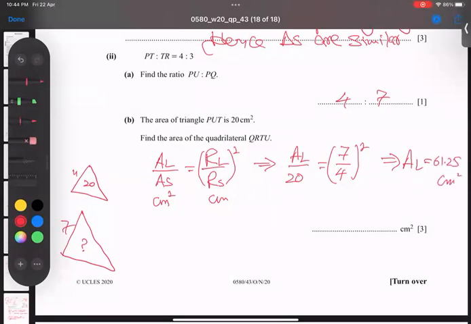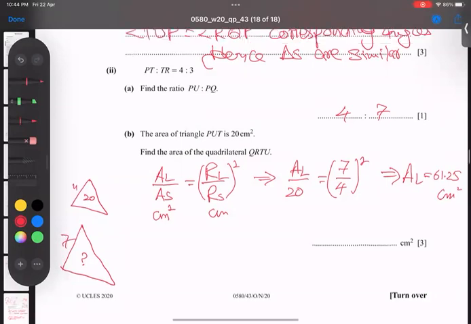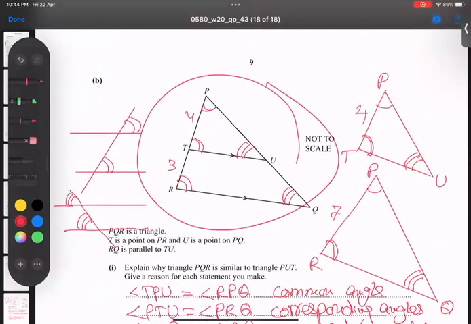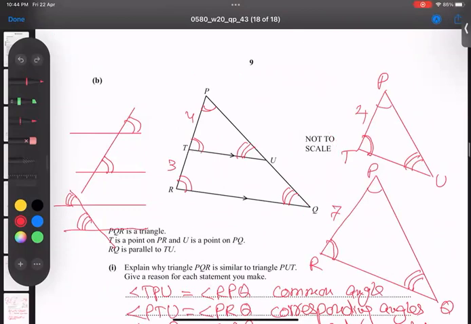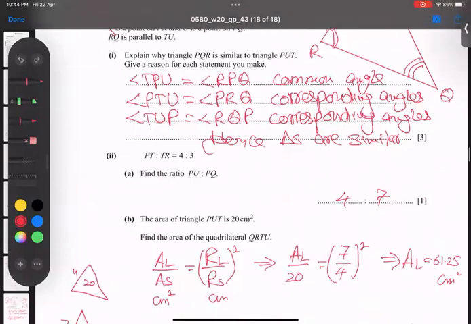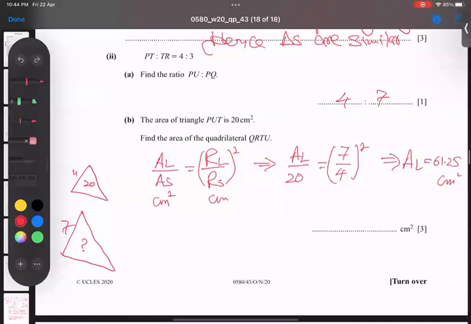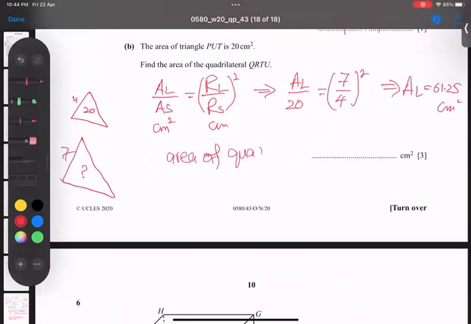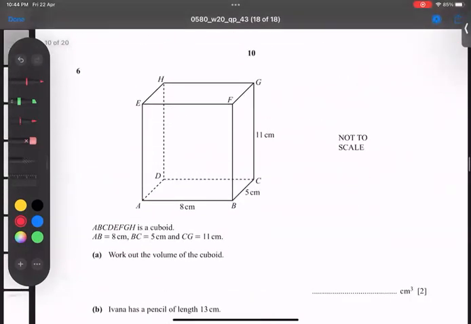But this is the area of the full big triangle. So the big one is this and the smaller is 20. So just subtract 20 and I'll get my answer. So the area of the quadrilateral is 61.25 minus 20, and the answer becomes 41.25. So that's it. Let's go for the next question, number 6.